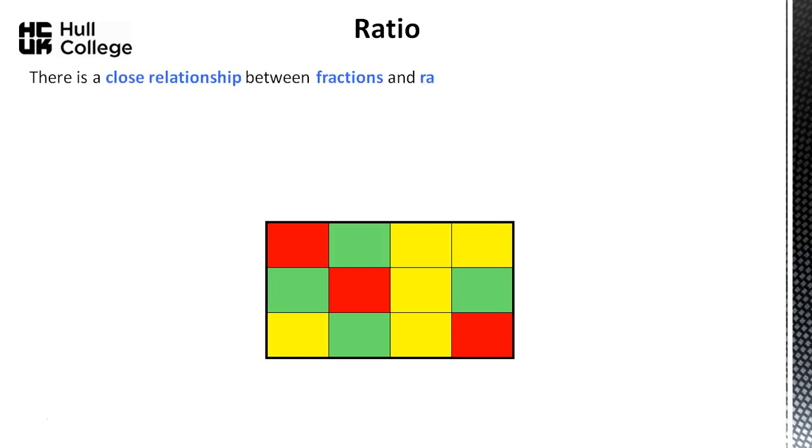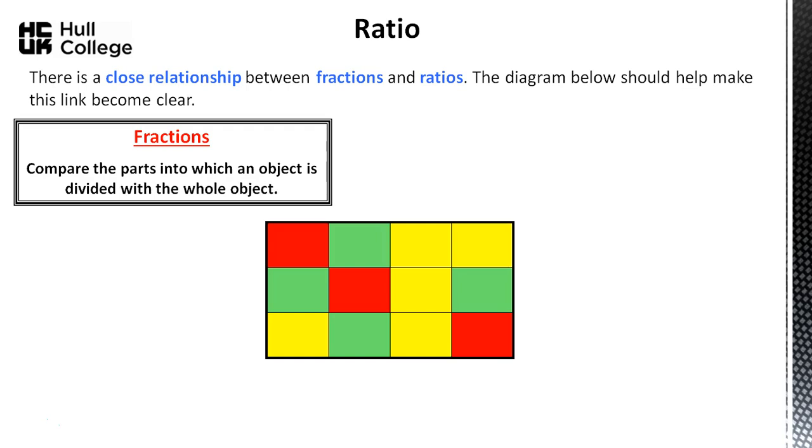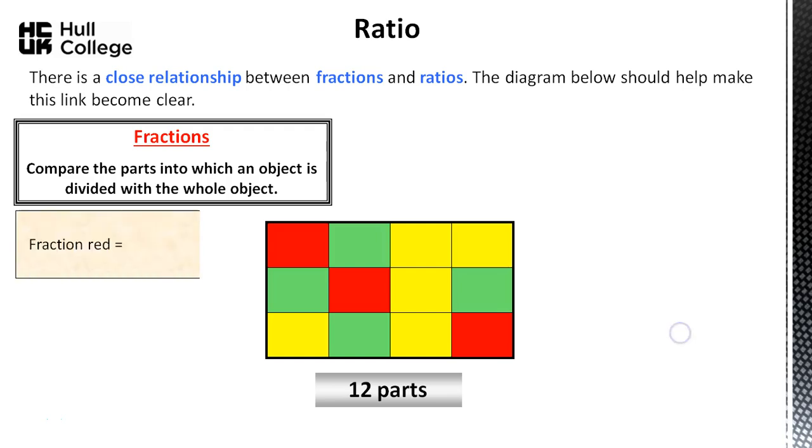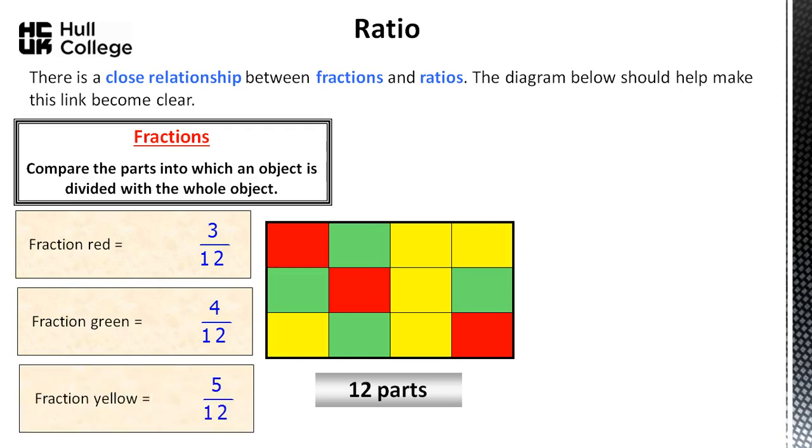There is a close relationship between fractions and ratios. The diagram below should help make this link become clear. A fraction compares the parts into which an object is divided with the whole object. 12 parts. So the fraction that's red is 3/12. The fraction green is 4/12. The fraction yellow, 5/12.